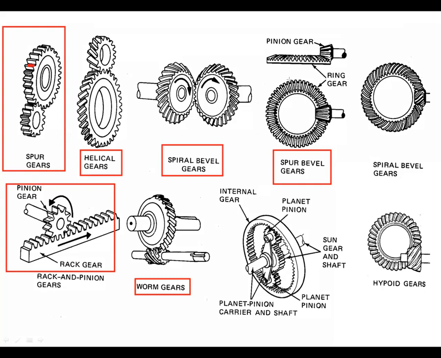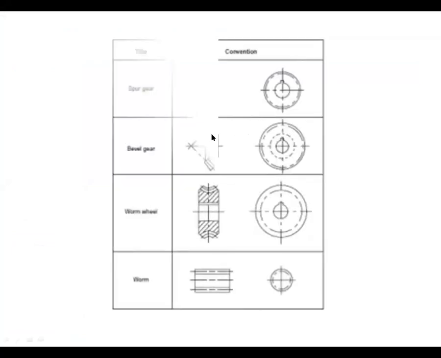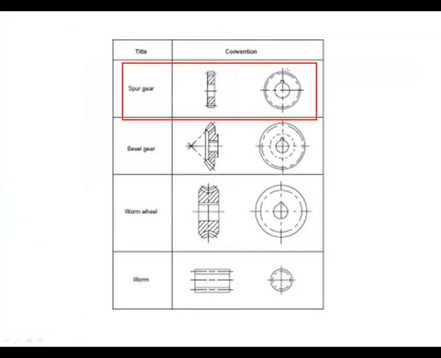So how to represent all these gears? Now see, this is the representation of gear. Whatever we have seen, the spur gear, how we represent it. So spur gear can be represented this way. A circle is there in a side view and a rectangle is there in a front view.